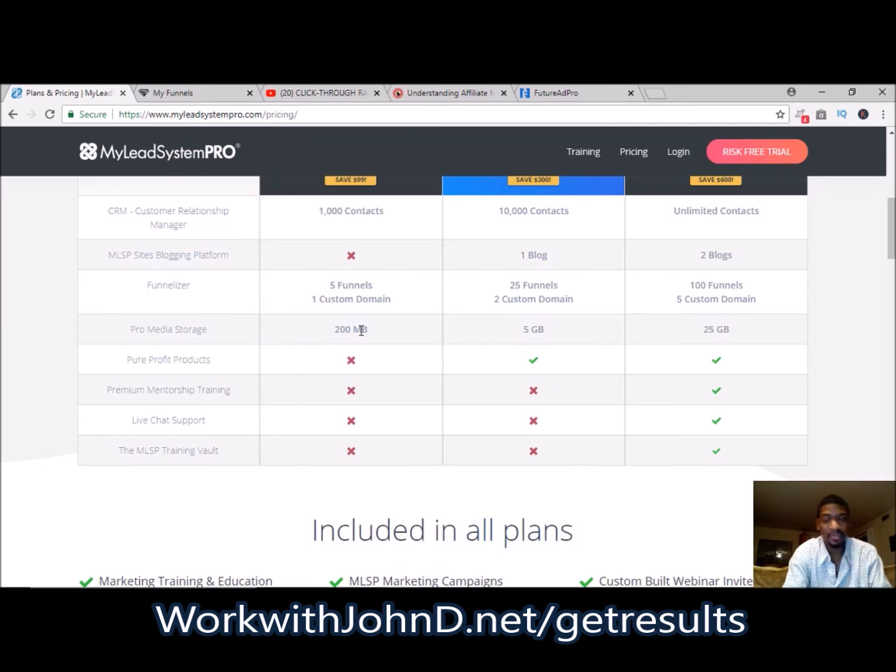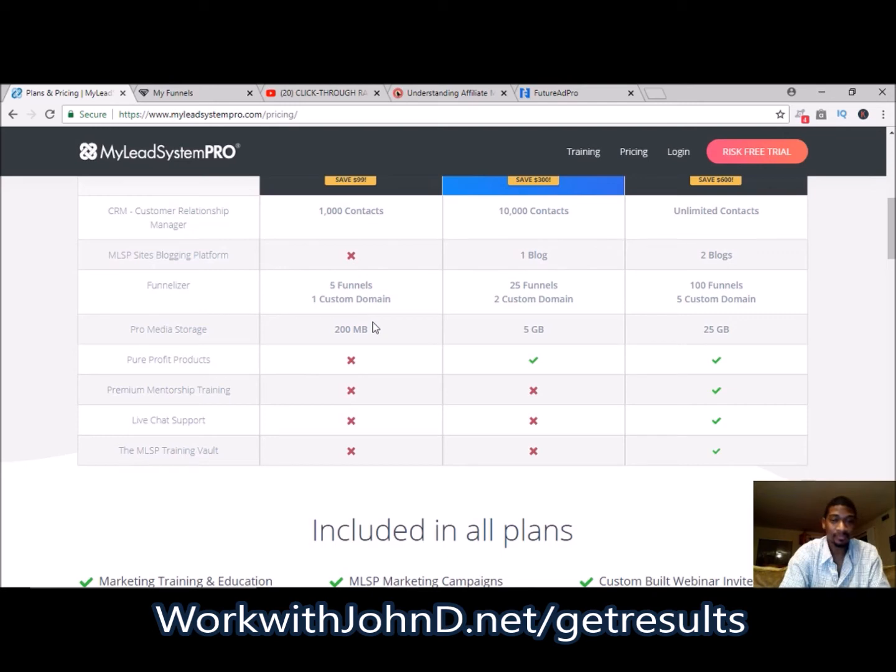Pro media storage. So you can upload videos and images to My Elite System Pro to use on your blog or in your funnels. And the basic only gets access to 200 megabytes. Now, if you've been around the internet a while, you know 200 megabytes is nothing, especially when it comes to videos. One video can be over 200 megabytes.